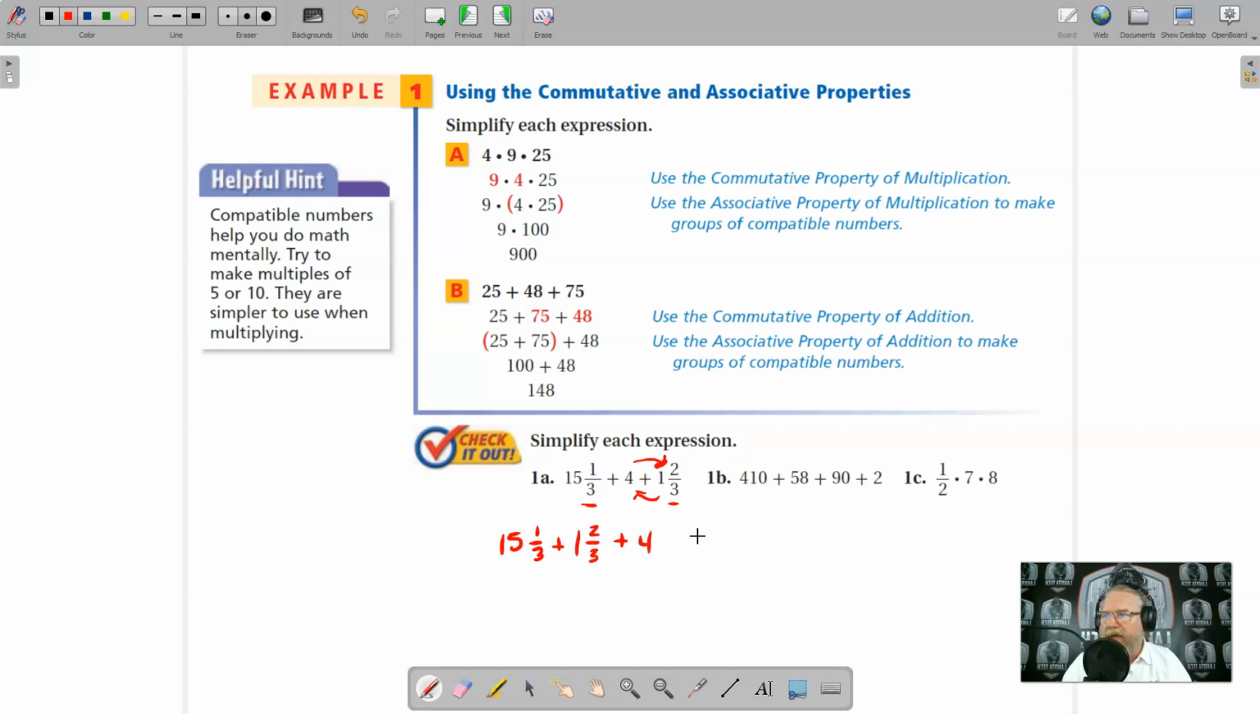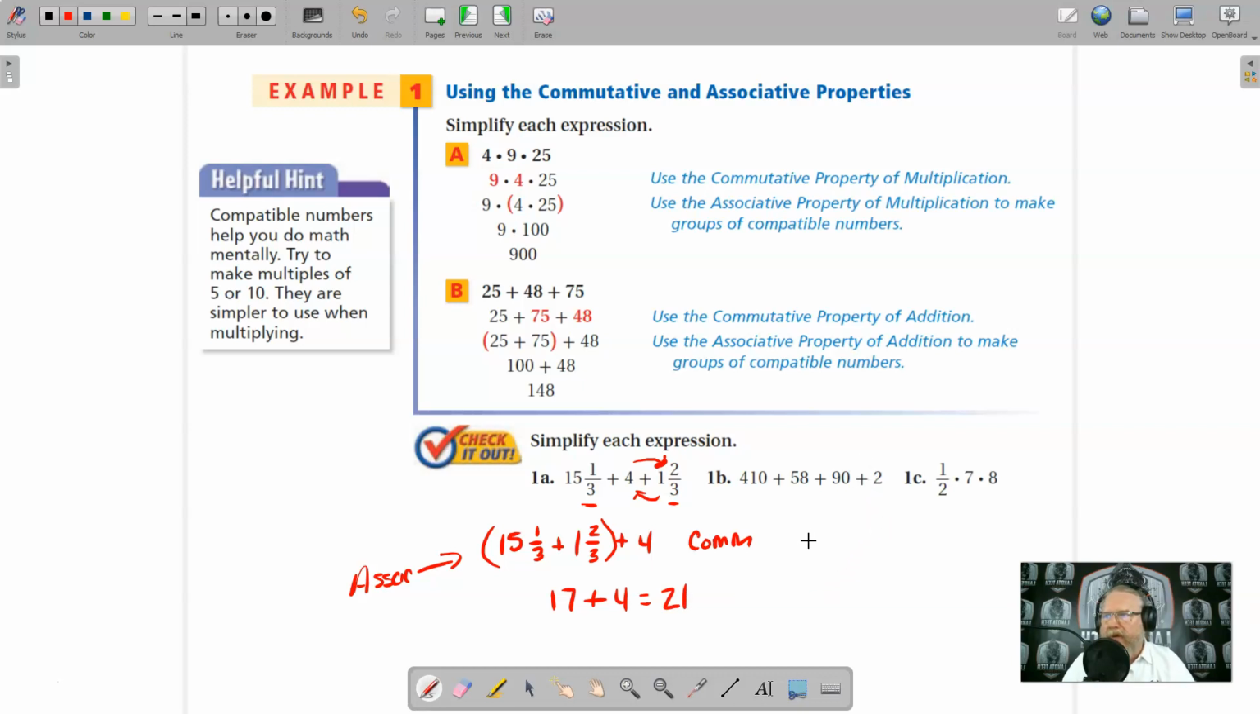They changed position, so it's the commutative property. I'm just going to abbreviate that COMM. Now I can add these together. 15 plus 1 is 16, but 1/3 plus 2/3 is 1, right? So the fractions together make 1, plus the 1 is 2, plus 15 is going to be 17. Whenever I grouped them together right there, that's the associative property. I should have written an extra line, but I've run out of space. Let's bring that up, plus 4, and 17 plus 4 is 21, right?